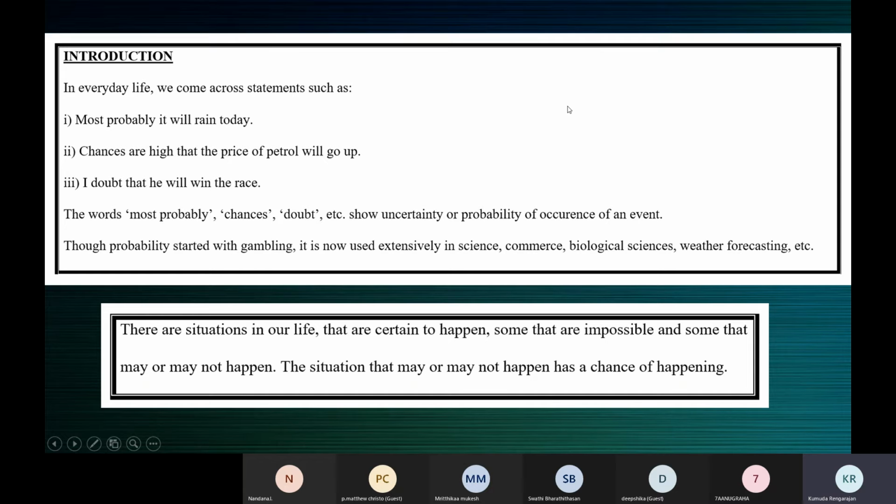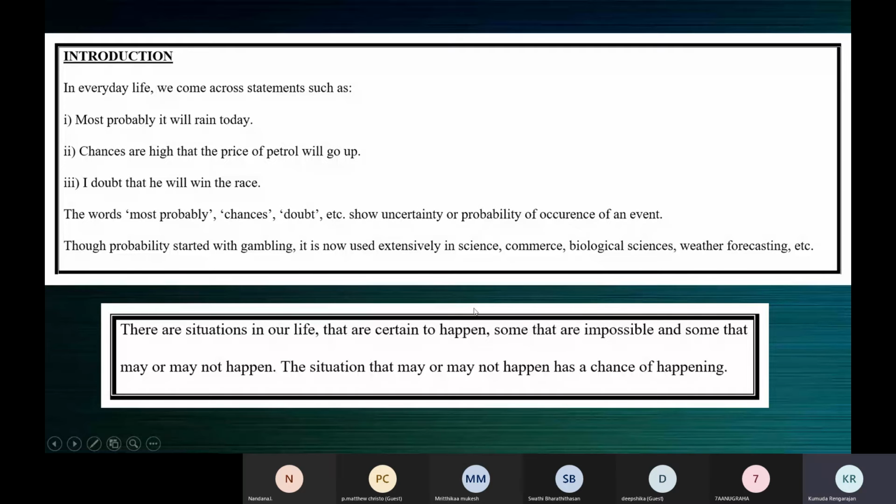So probability is the numerical measure of uncertainty. This uncertainty, you measure it. You can give it a numerical value, and that is called probability.